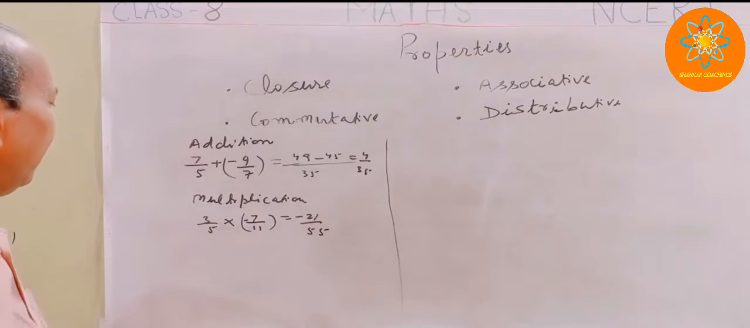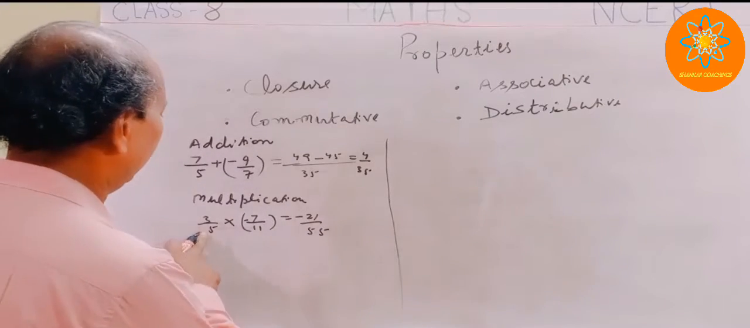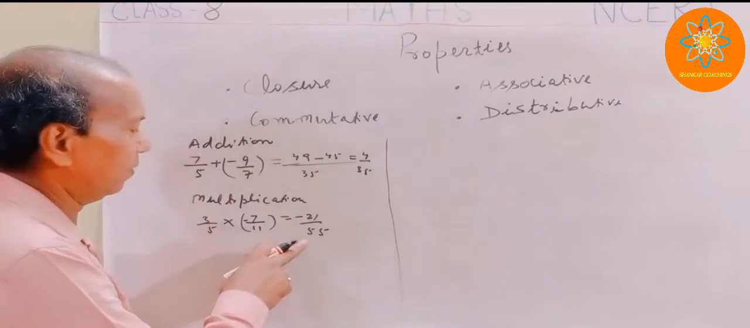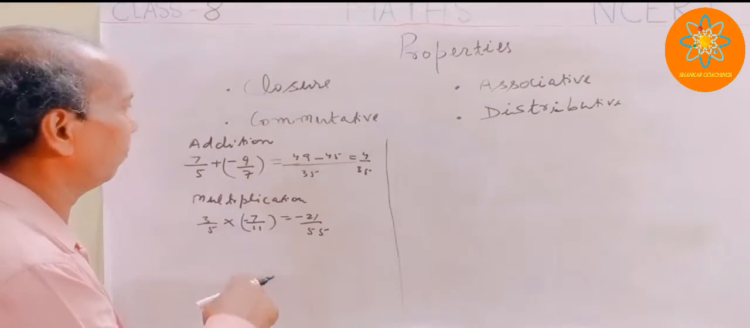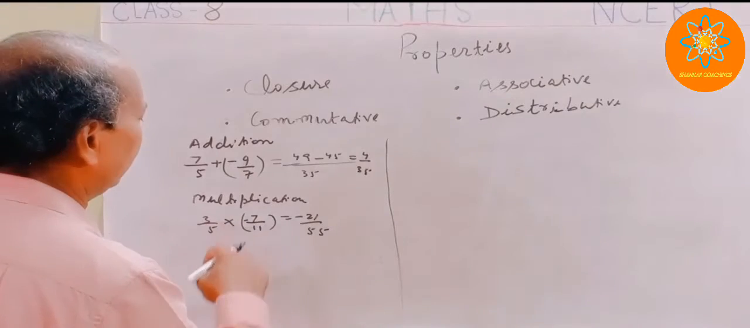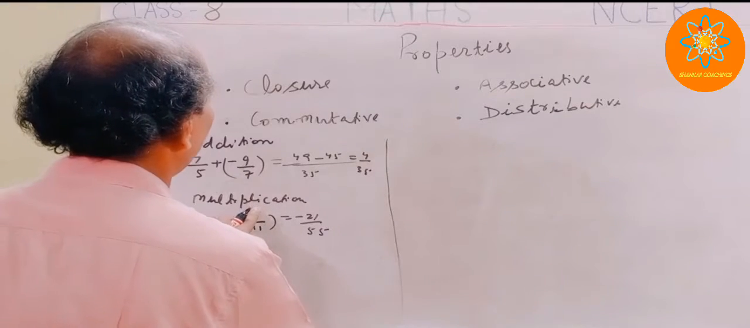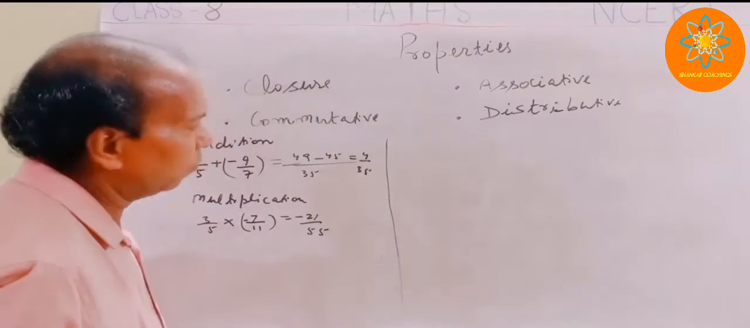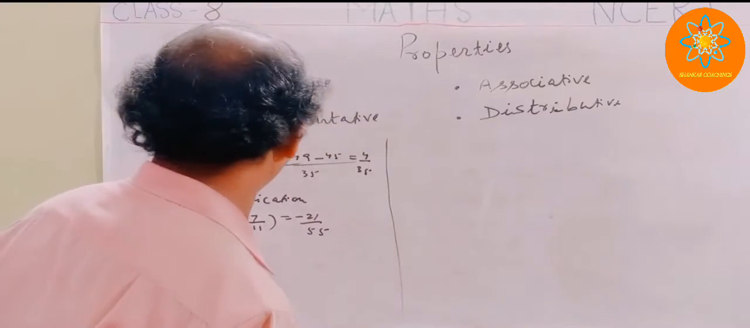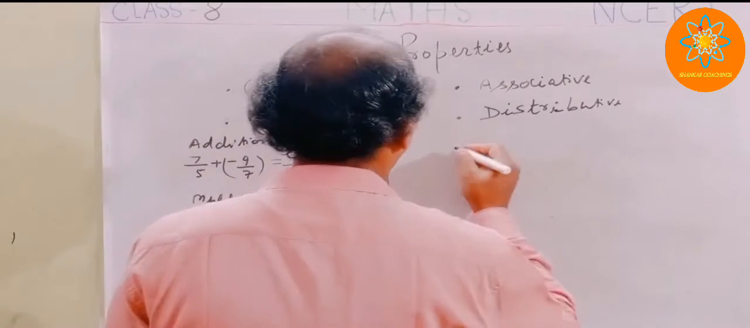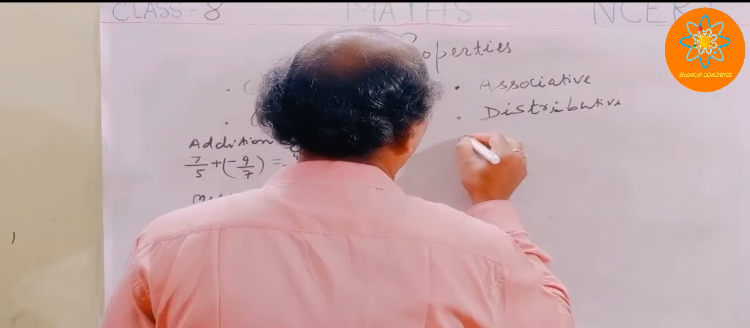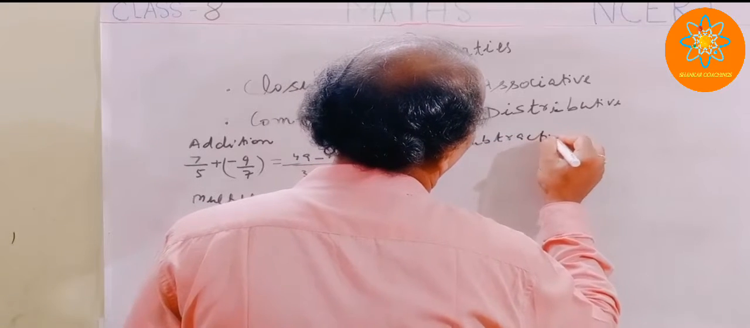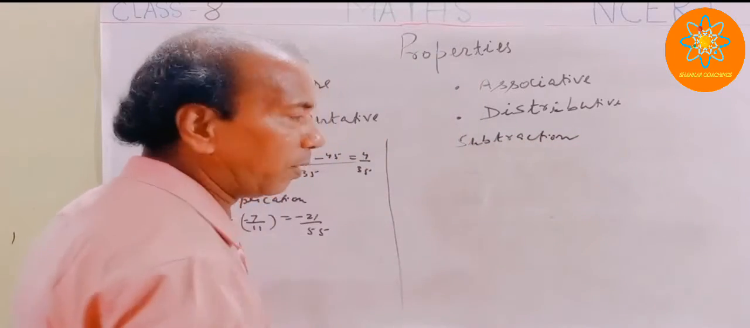So see here, this is a rational number, this is also a rational number, and what we are getting is also a rational number. That means for multiplication, the closure property is true. Now the next case is subtraction. Let's suppose I am taking the case of subtraction.